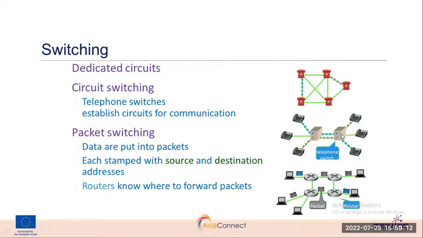From this point to this point, there is a dedicated line for communications. But in a packet switch network, if this computer wants to send data to this computer, there are some alternate paths available. So in a packet switch network, a packet may travel from any available path. Where there is congestion, the packet will avoid that path and reach the destination from the alternate path.